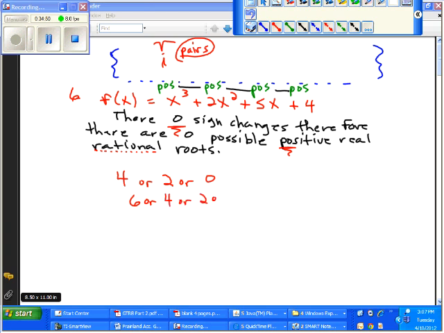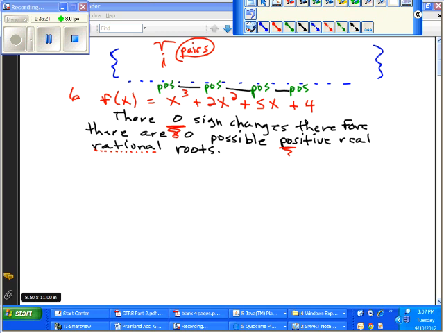2 or 2 less than that, 0 possible positive real rational roots. Okay? So there's going to be that number, or we start losing it in groups of 2. That's how you find the possible positive real rational roots.